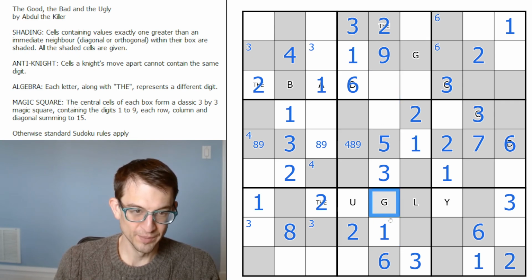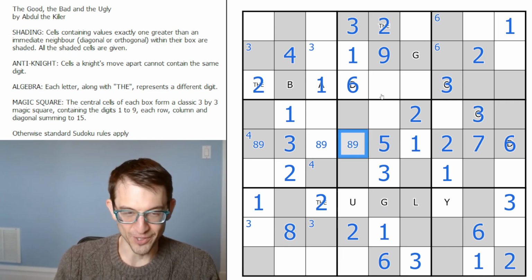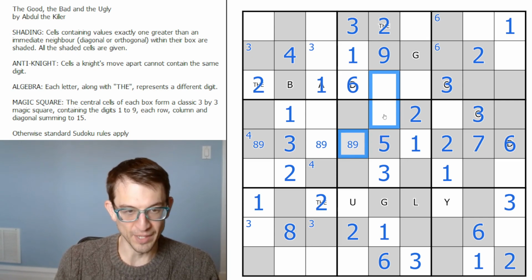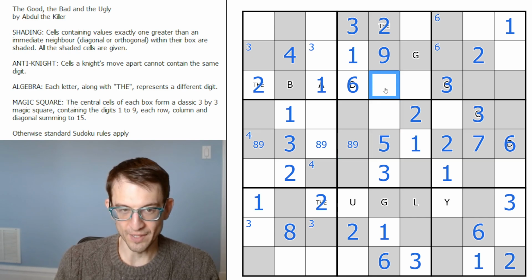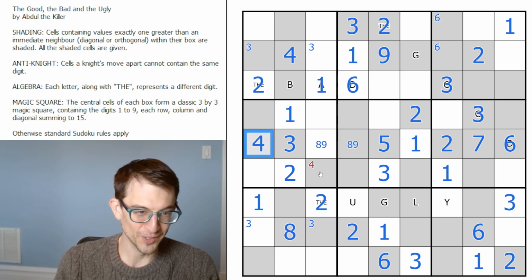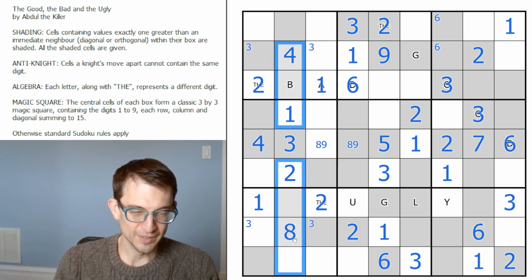This can't be 4 because it's a shaded cell next to a 3. So that actually tells me G is not 4. So one of those is a 4. Oh, that actually means that's not a 4. Okay, so 4 has to be in one of those two cells. This cell here sees both, right? It sees this one by being in the same box. It sees this one by being a knight's move away, so this can't be 4. I have this 8-9 pair, and there's a 4 there. Wow. I'm not sure that was intended, but I will take it. It's not that hard. It's a 3-star puzzle.